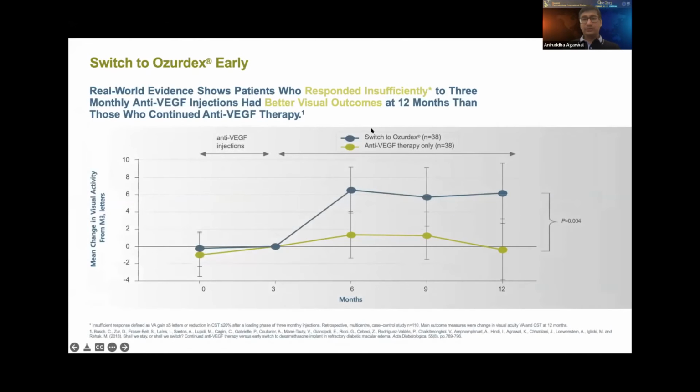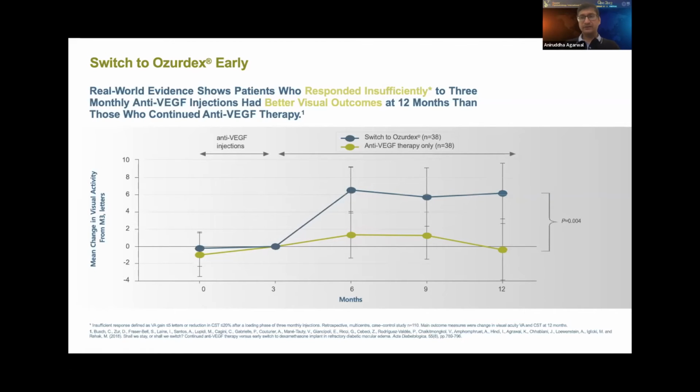So what we usually do, and I think most of us would like to switch early. We usually do not wait very long before we decide to switch. And in my practice, I do not wait beyond 2 to 3 injections, hoping for a response. And I'll show you some illustrative cases. But real world evidence also shows that patients who respond insufficiently to 3 injections can be taken up for corticosteroid therapy, and they will perform better at 1 year than those who are continuing on anti-VEGF therapy.